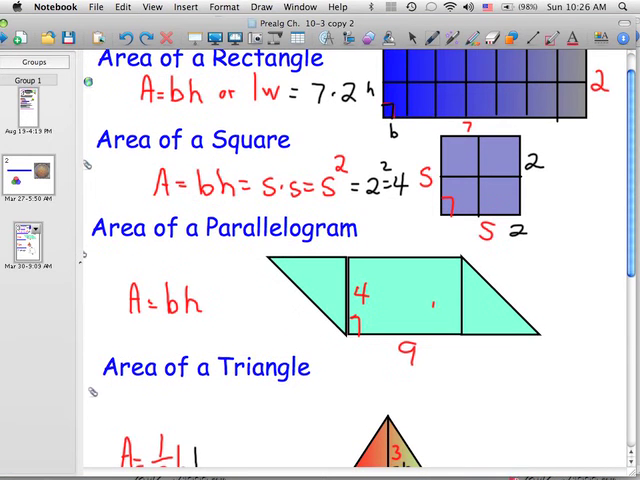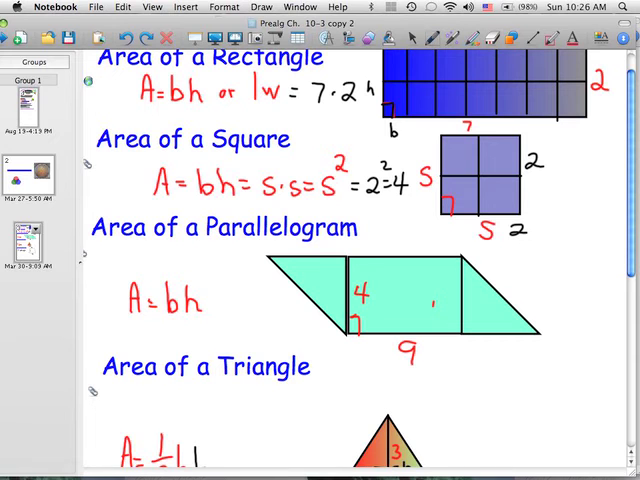The area of a parallelogram is base times height. The 9 is the base, and the 4 is the height because it makes that right angle. And it looks identical to the formula for the area of a rectangle, because basically I could take this triangle and put it over here and I would have a rectangle.